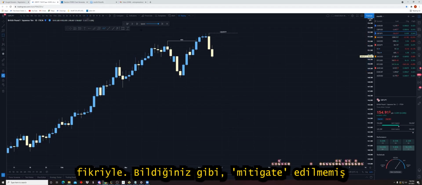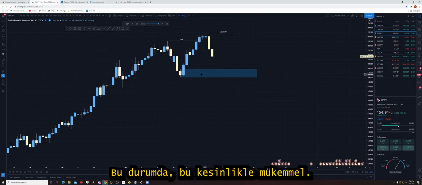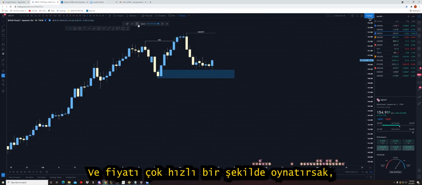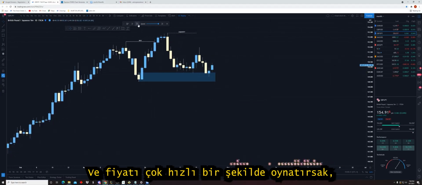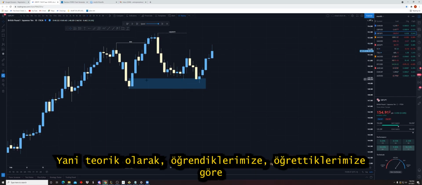As we all know, we like the SND zones that are unmitigated. So in this case, this one is absolutely perfect. But now this leaves a very large area. And if we play out price very quickly for a second, you can see it taps it, moves higher, but then comes back into it, taps it deeper, and then moves higher again. So theoretically, under what we learn, the way we teach, this is a mitigated supply and demand zone.